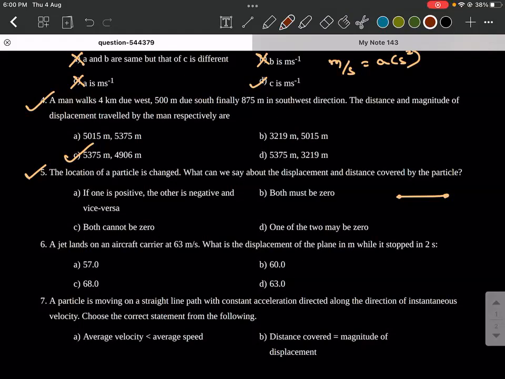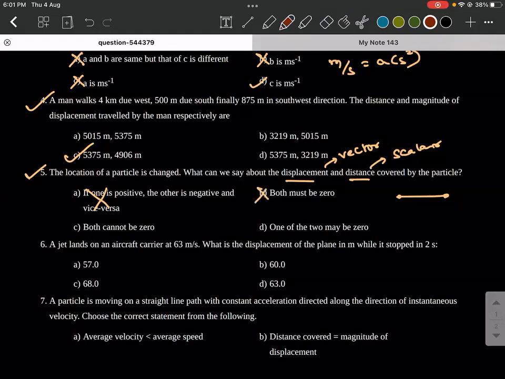So read the question. What can we say about displacement and distance covered by the particle? What is displacement? Displacement is a vector. Vectors have both magnitude and direction. They will only get sign. What about distance? Distance is a scalar. For a scalar, you cannot say positive or negative. So the first option, if one is positive, the other is negative and vice versa, is wrong, because distance doesn't have any direction. Both must be 0. No, because the particle has moved.